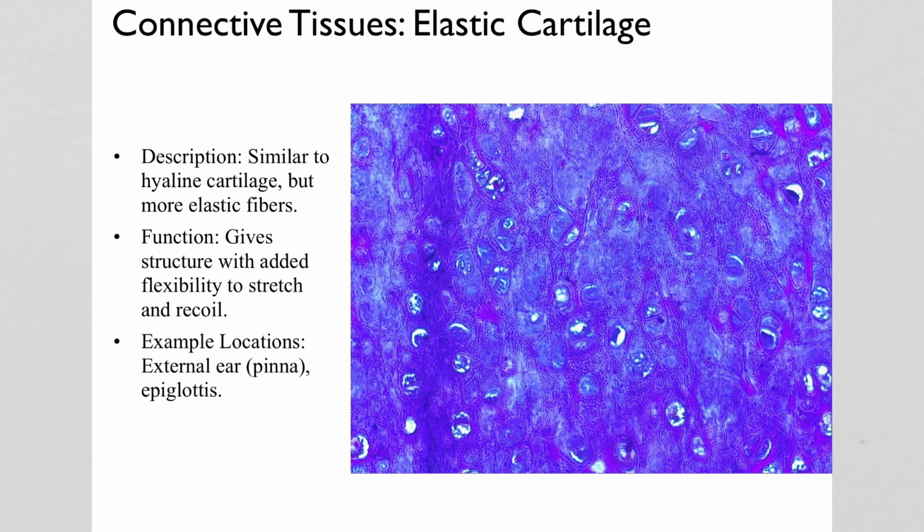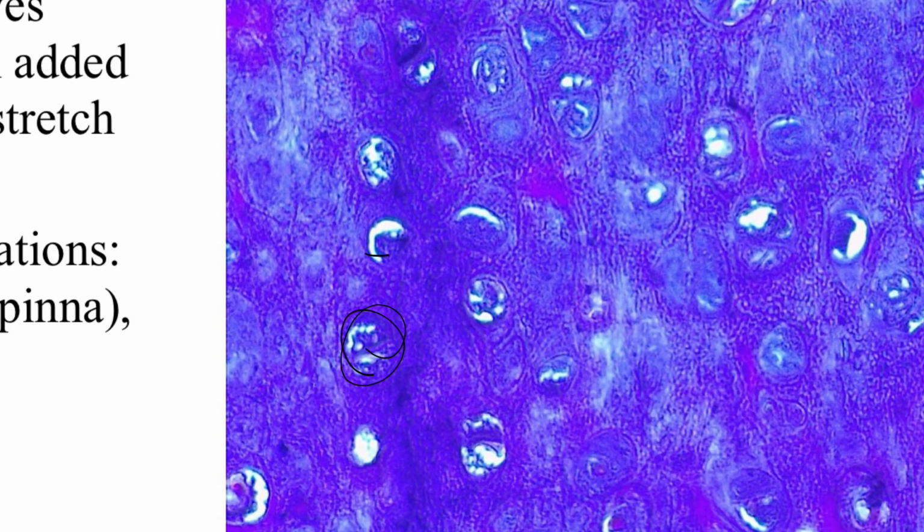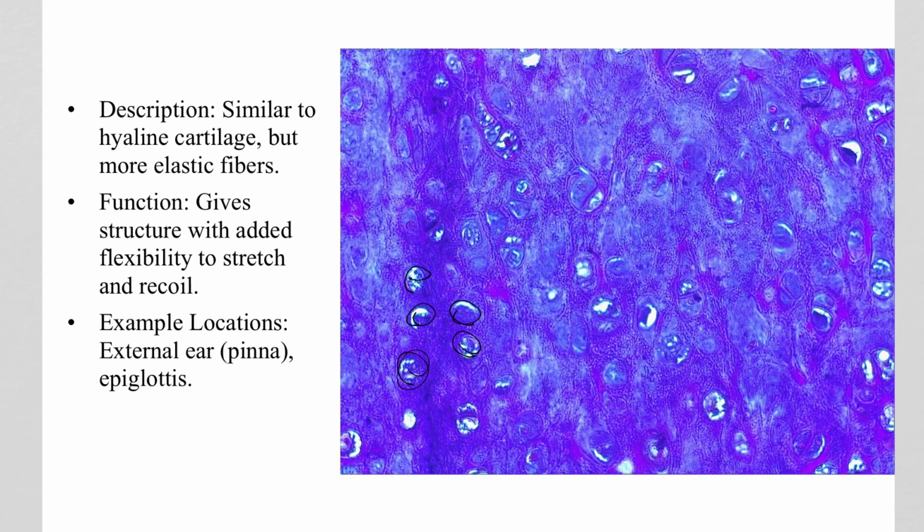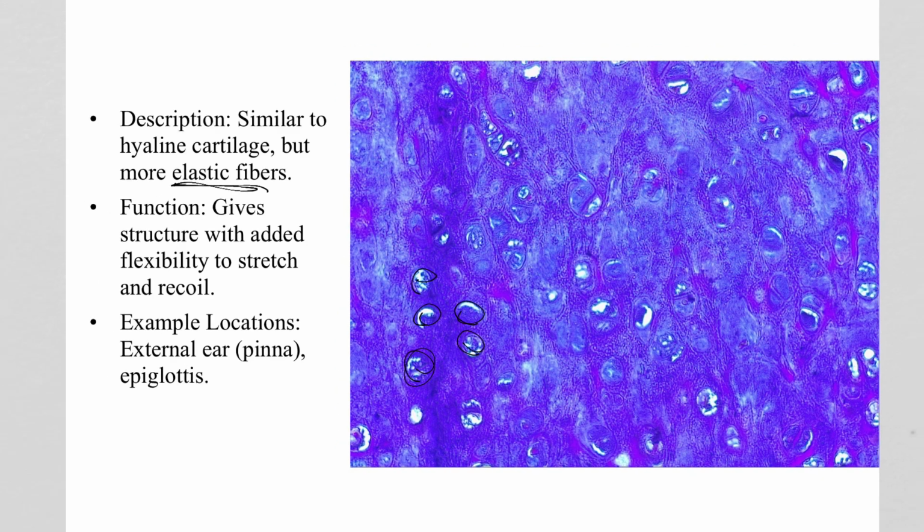Elastic cartilage is really similar in a lot of ways, but slightly different. So really similar to hyaline. You can even see those similarly shaped chondrocytes. They're a bit harder to see because the tissue's a little bit darker stained purple. The only difference is they're primarily filled with elastic fibers instead of collagen.